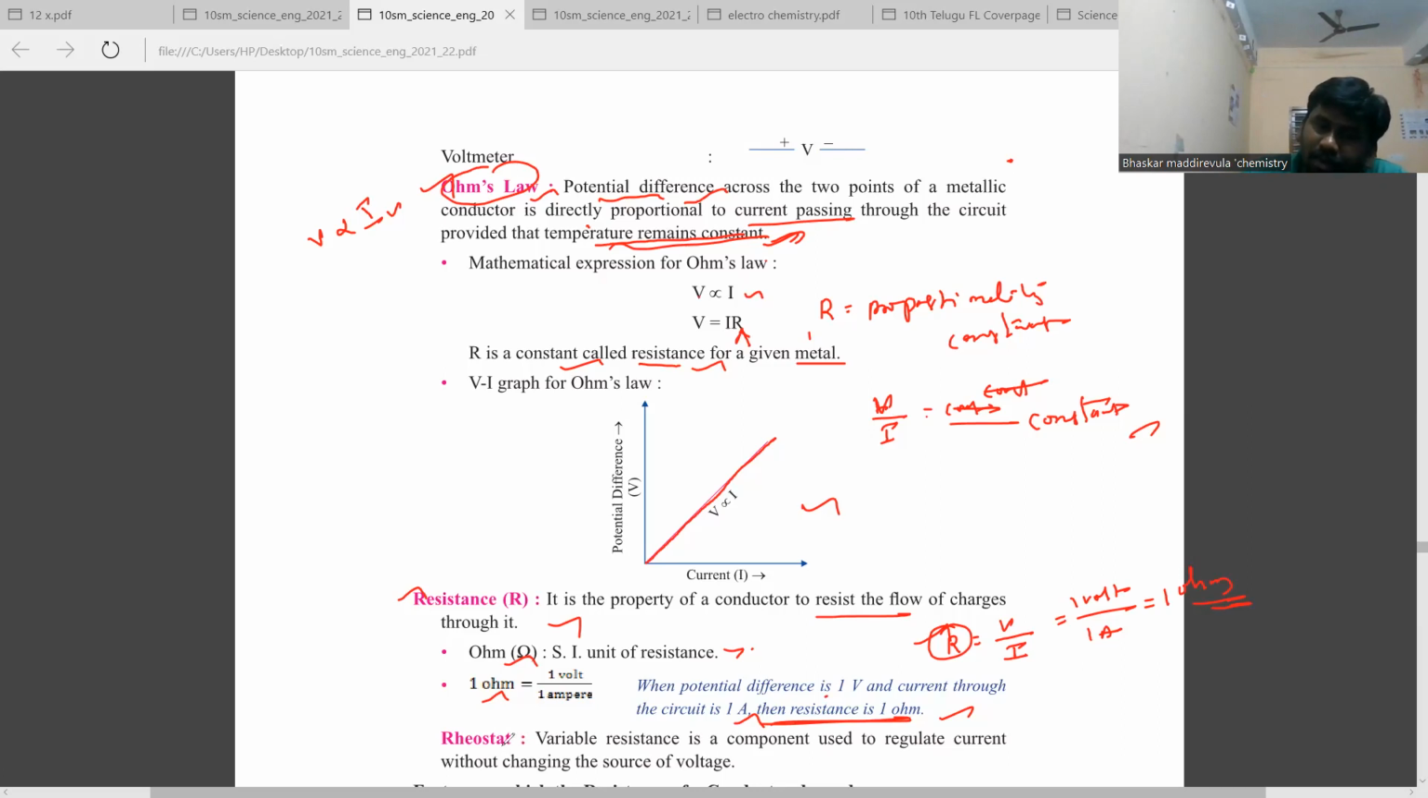With the help of the rheostat, we can produce the variable resistance by changing the resistance. So we can regulate the current without changing the source of voltage. With the help of the variable resistance, we can regulate the current without changing the source of voltage. So this is about the rheostat.